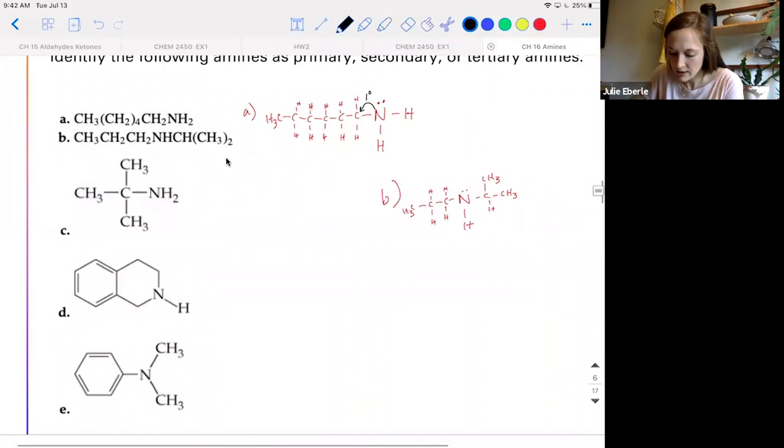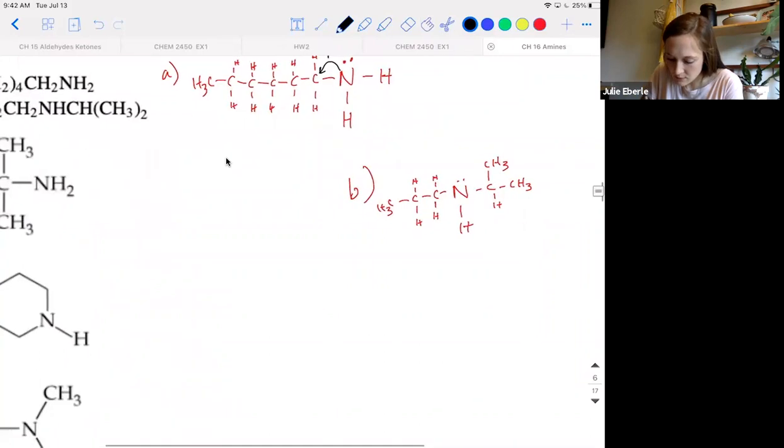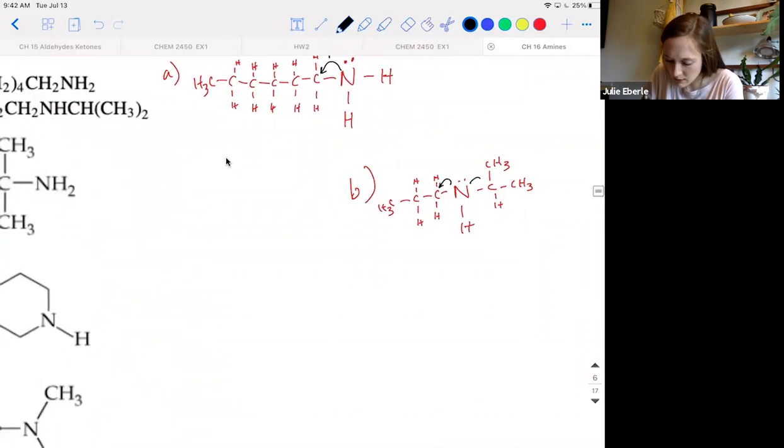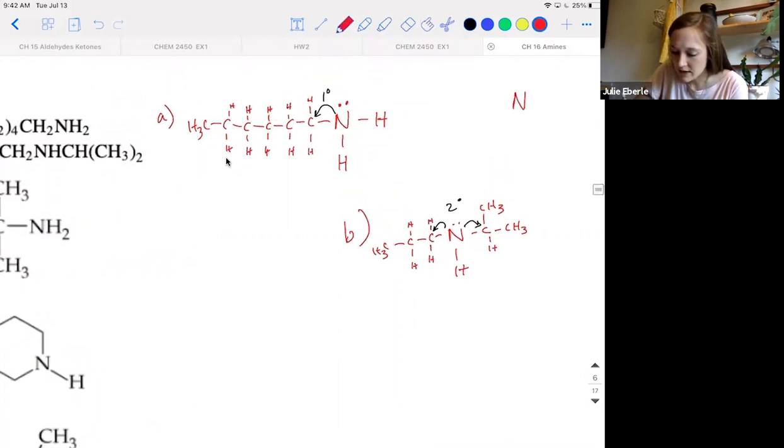Okay, number 2, B. This has 1 bond to carbon there and 1 bond to carbon there. So we do classify it as a secondary amine. It's got 2 nitrogen carbon bonds to different carbons. Now, what if you had something like this? Sorry, I just thought of a random question. What if you had a nitrogen double bonded to a carbon and then bonded to a carbon on this side? How would you classify that?